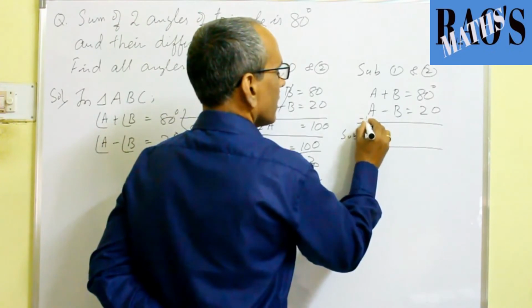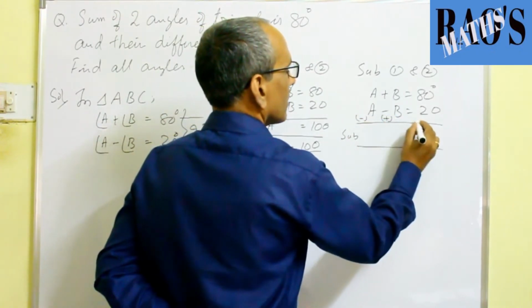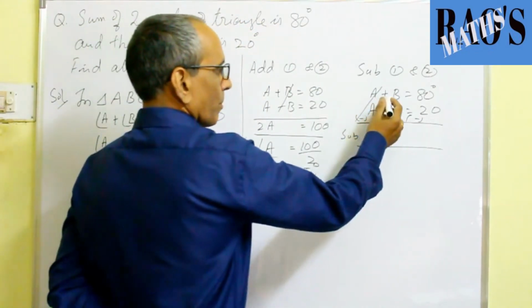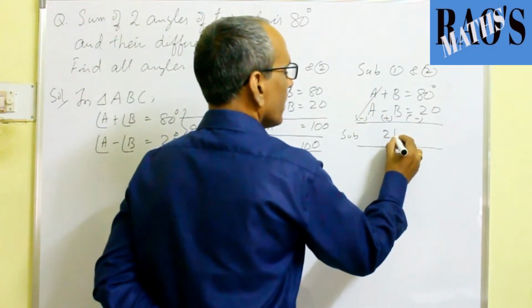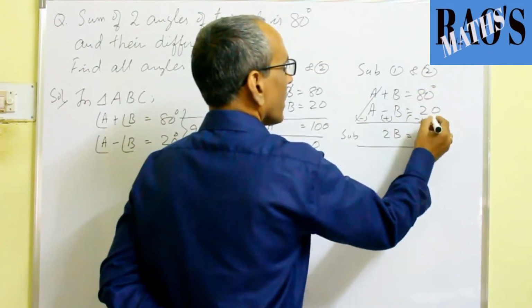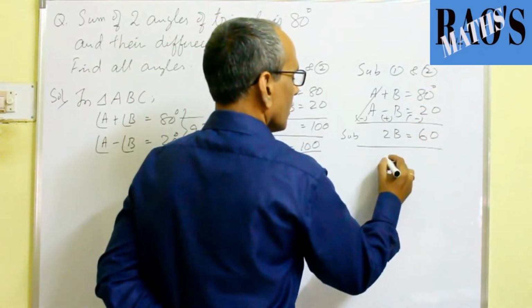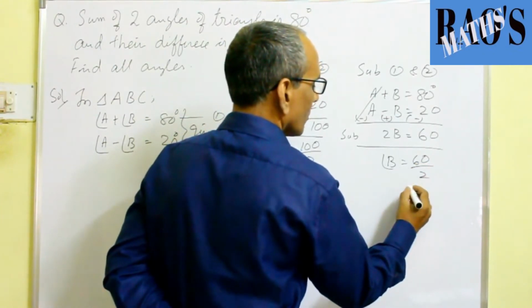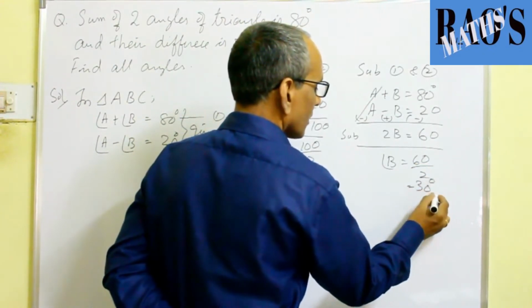That is, make it minus, plus, minus. Plus a minus a, cancel. Plus b. 2b is equal to 80 minus 20, 60. Therefore, angle B is equal to 60 by 2, that is 30 degrees.